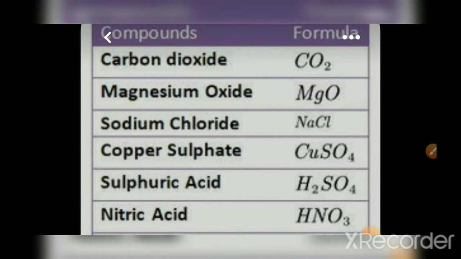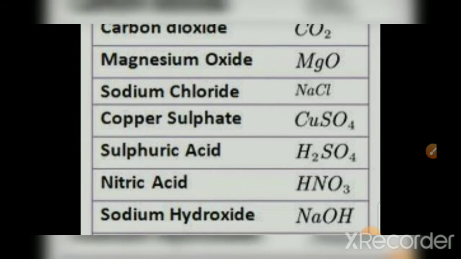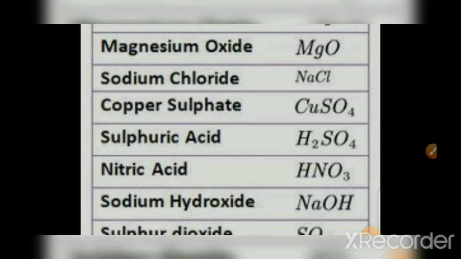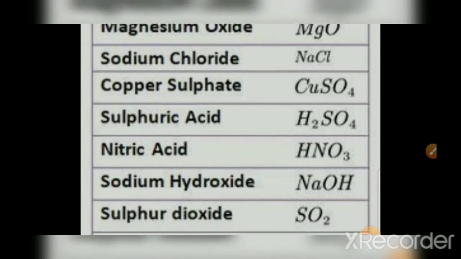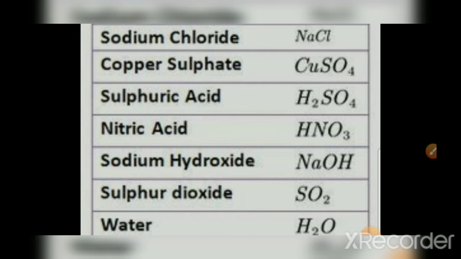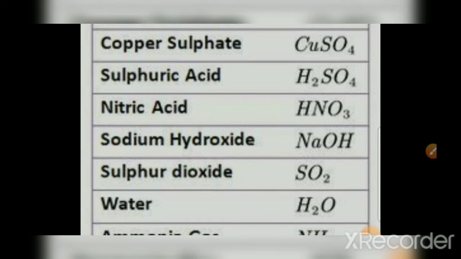Today we are watching some compounds and their formulas in this session. Listen carefully and pay attention. First compound is carbon dioxide and its formula CO2. Second compound magnesium oxide and its formula is MgO, sodium chloride, NaCl. This is the formula of sodium chloride.